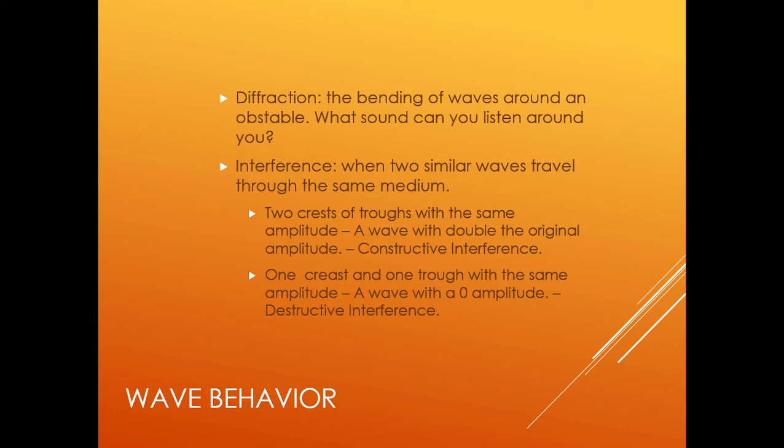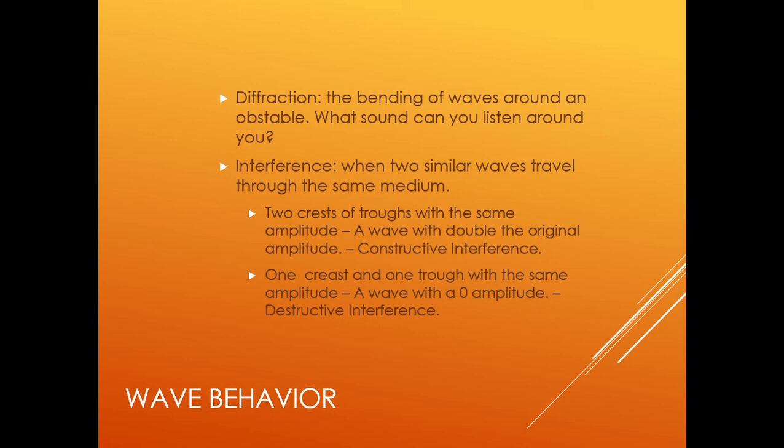And we have some other examples right here. So two crests or troughs with the same amplitude. Basically what happens in there when these waves encounter each other, a wave with double the original amplitude is created. So when you have similar waves with the same crest and the same trough, they are going to be added up, and they are going to create a way bigger wave than it was originally. That is known as constructive interference.